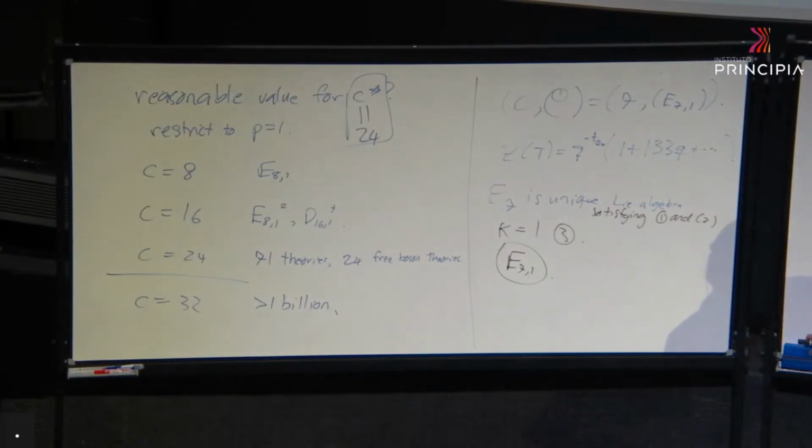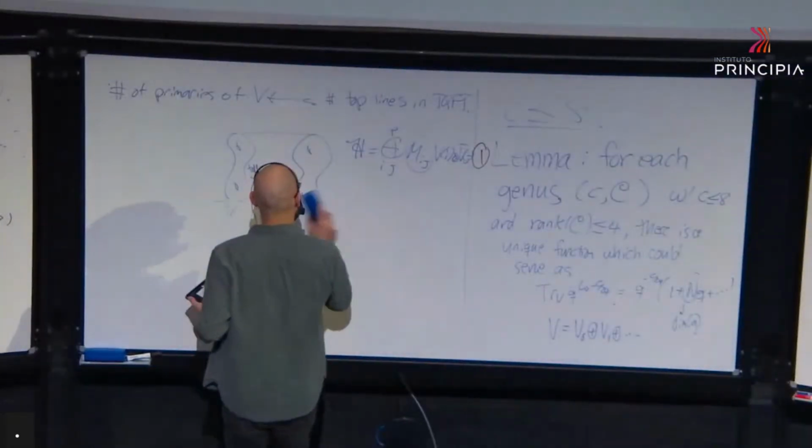OK, so I claim that if you run these sorts of arguments through for all the other TQFTs in that table, then you'll be able to produce essentially that first column of theories with C less than or equal to 8.